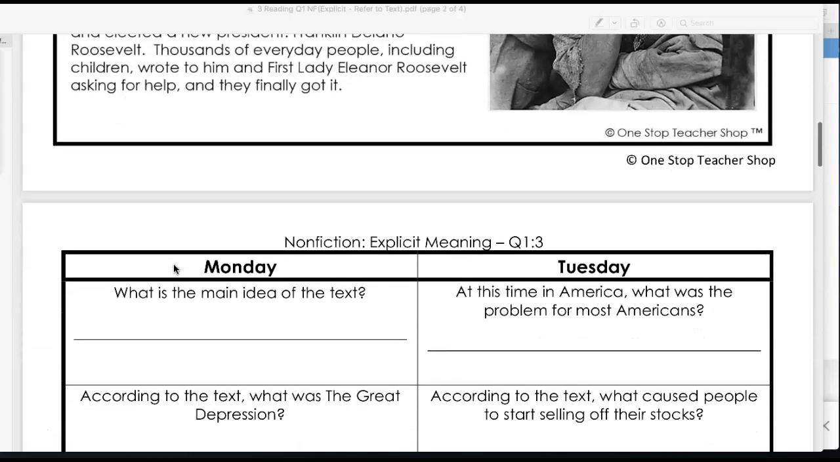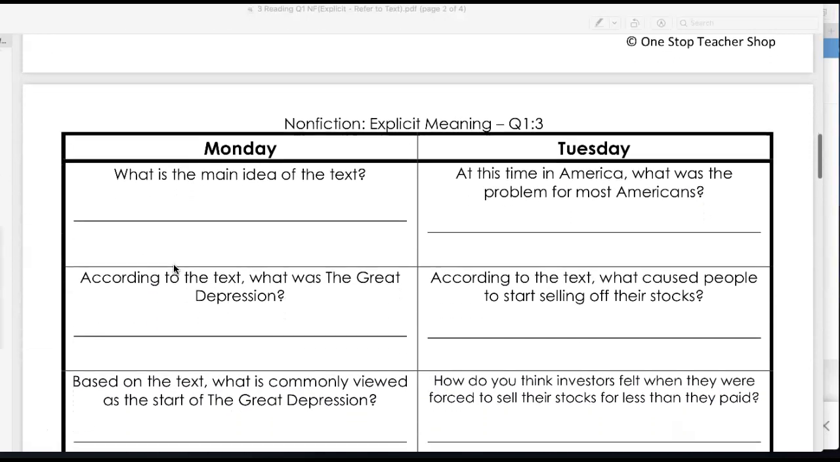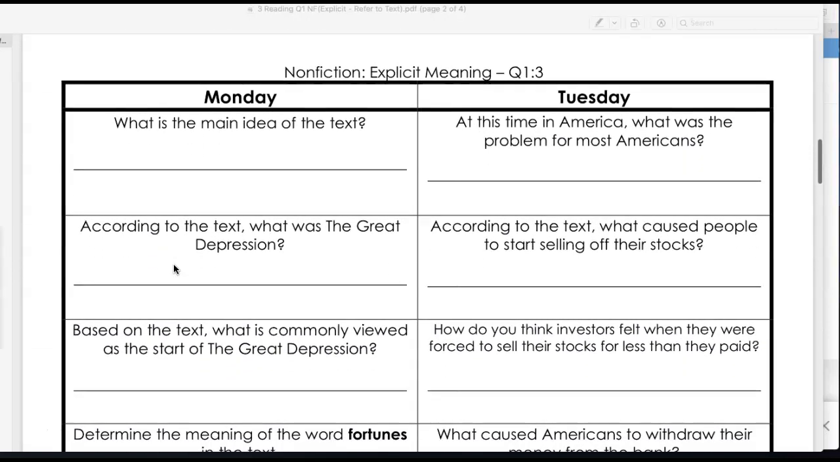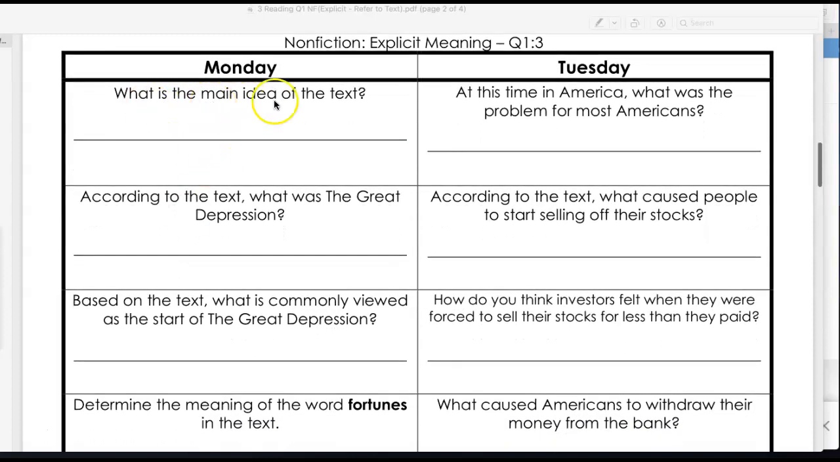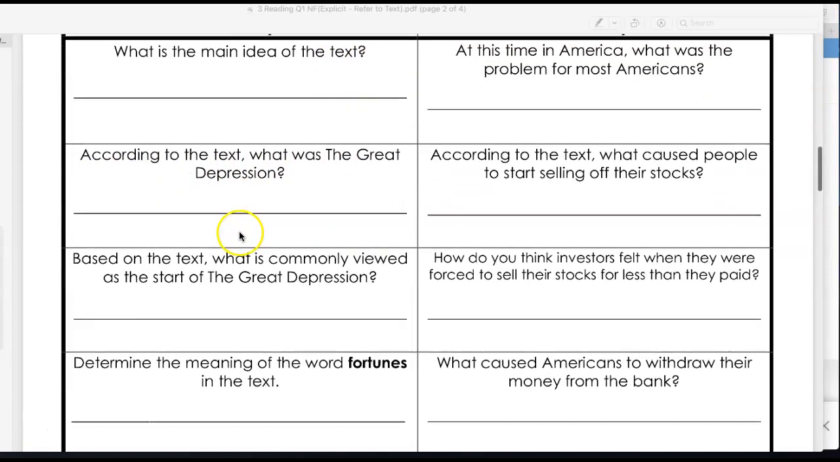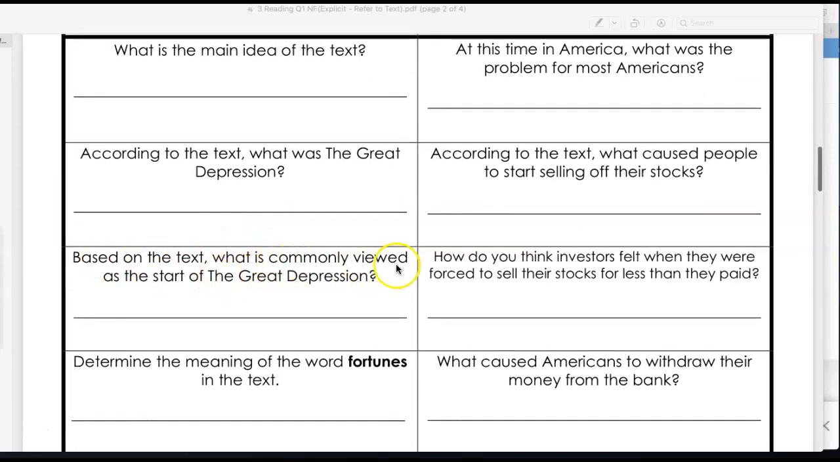W is for walking through the questions. So now I'm going to just read through the questions quickly, especially Monday. What is the main idea of the text? According to the text, what was the Great Depression? Based on the text, what is commonly viewed as the start of the Great Depression? Determine the meaning of the word fortunes in the text.